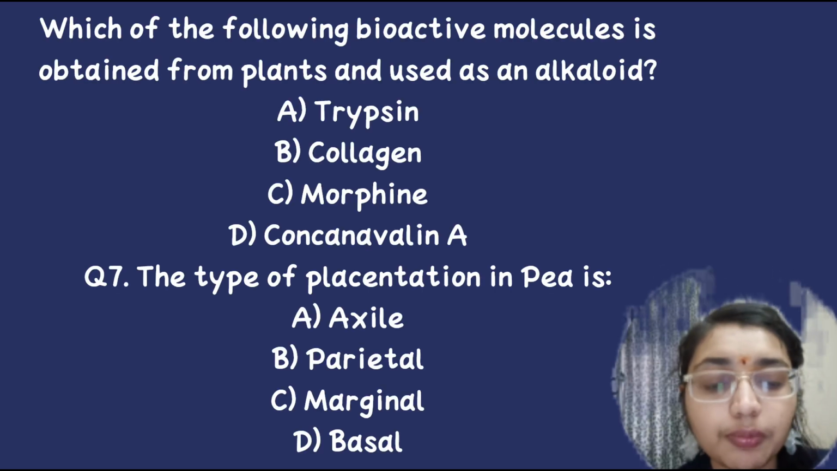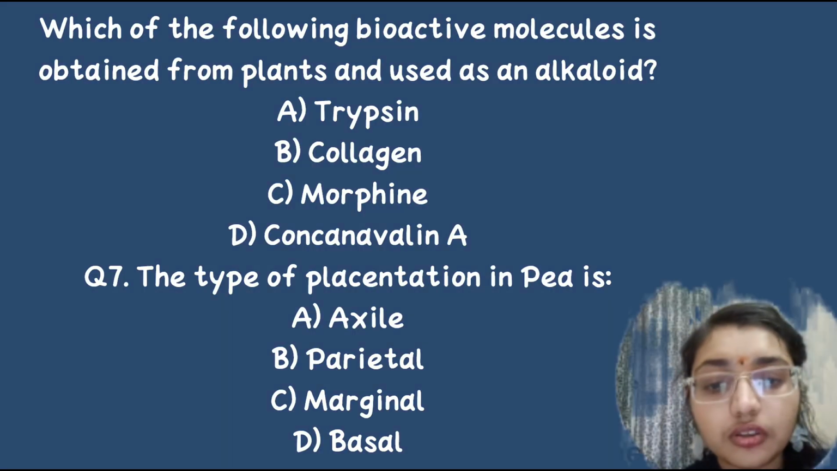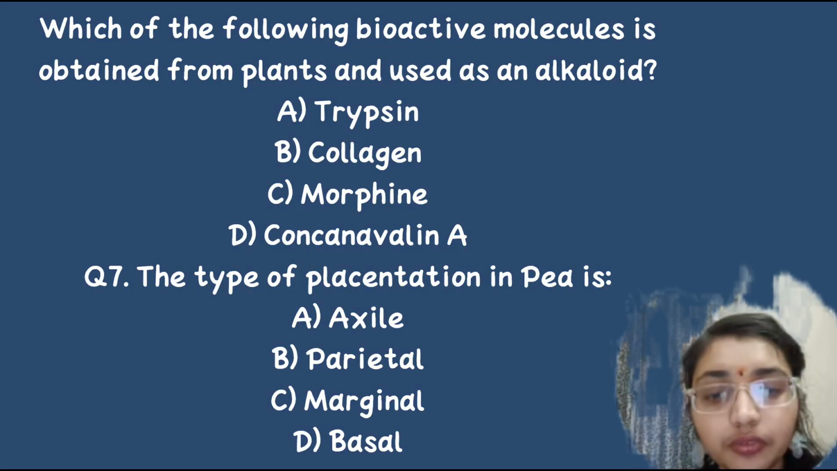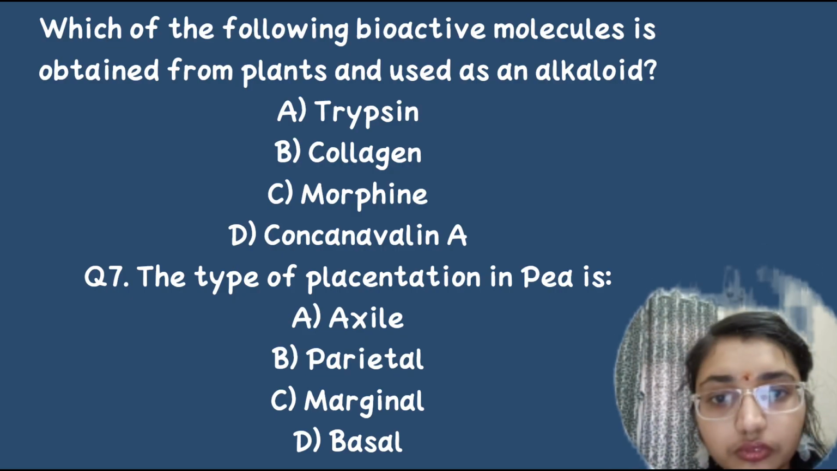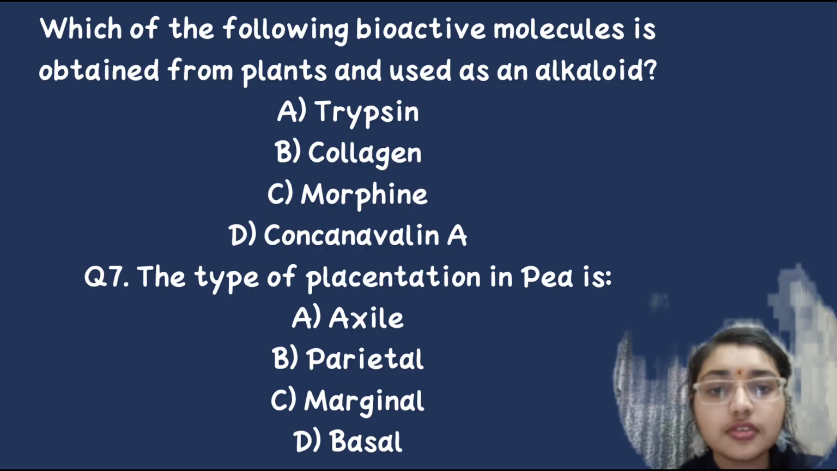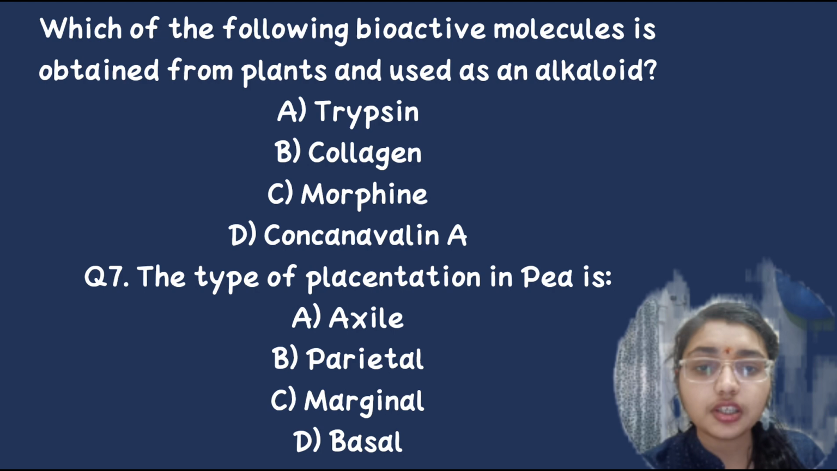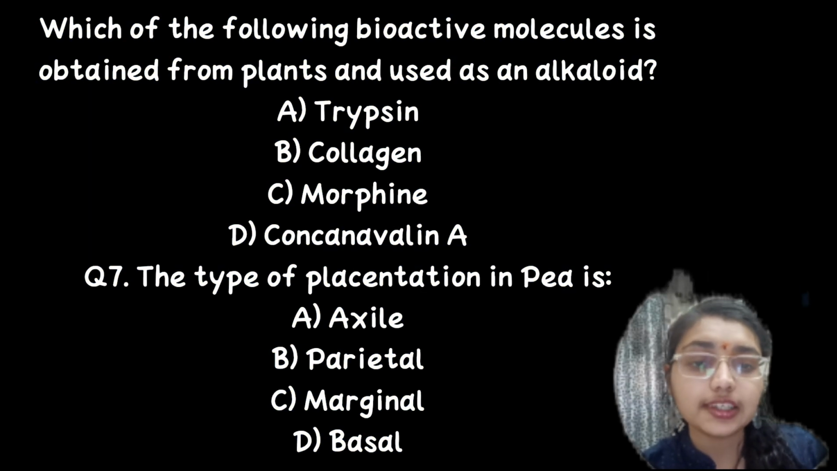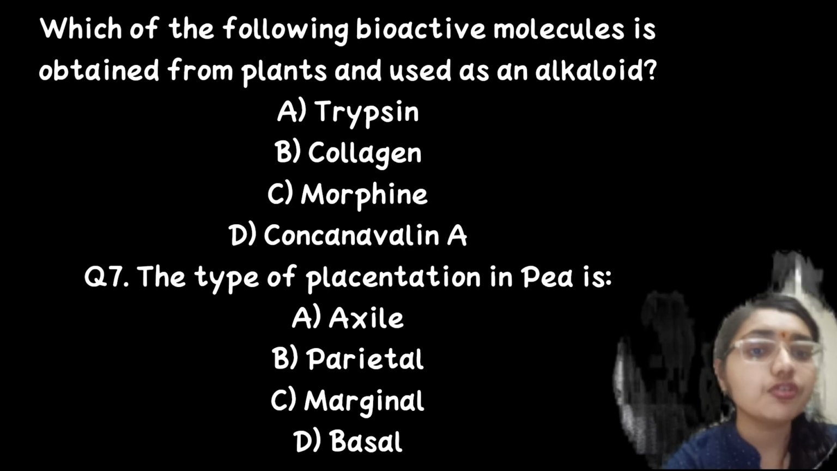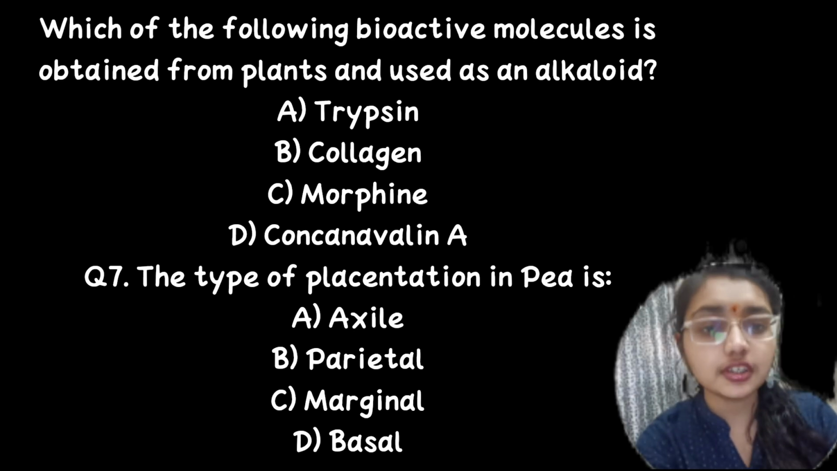Next question is, which one of the following bioactive molecules is obtained from a plant and used as an alkaloid? What are the options here? Option A is trypsin, option B is collagen, option C is morphine and option D is concanavalin A. So the correct answer for this question is morphine. Morphine is the correct answer.